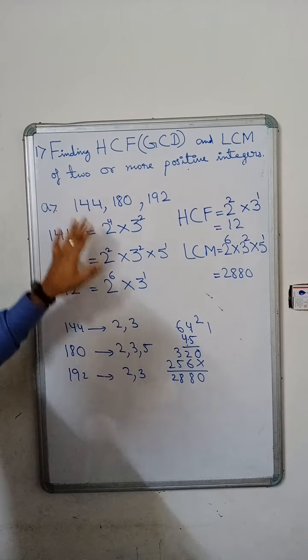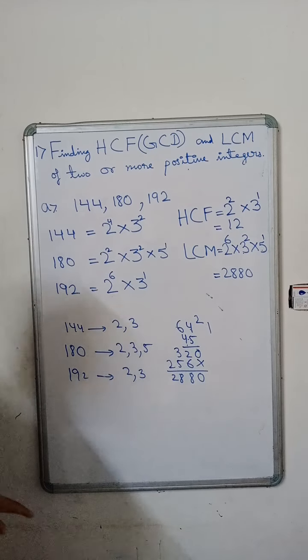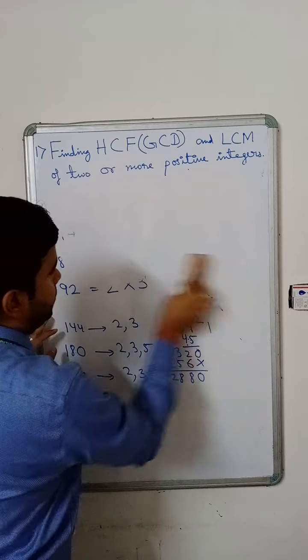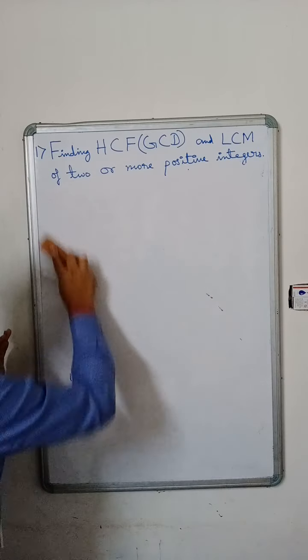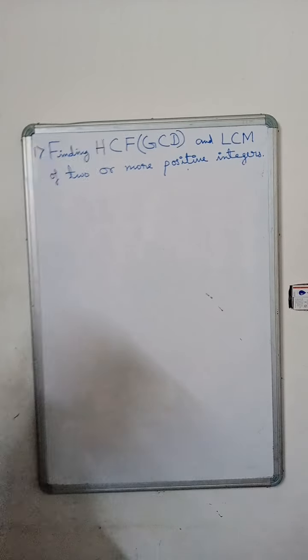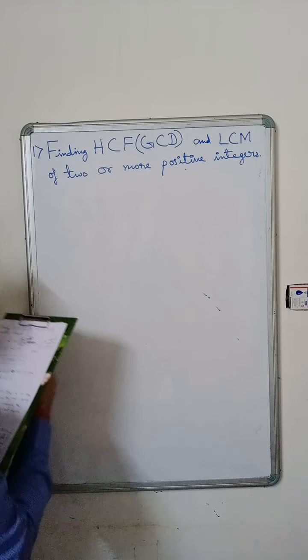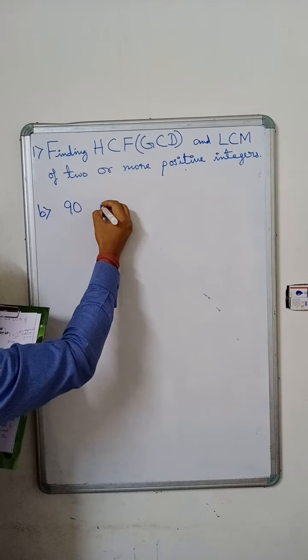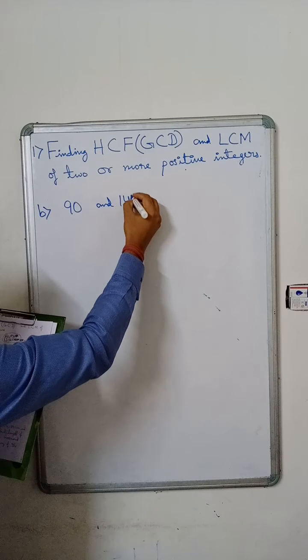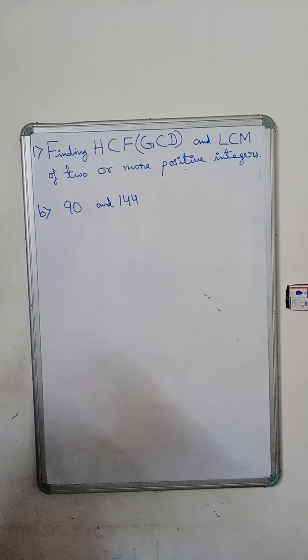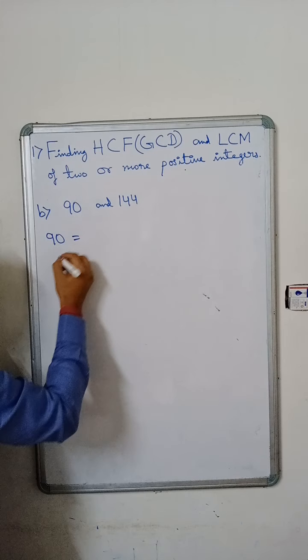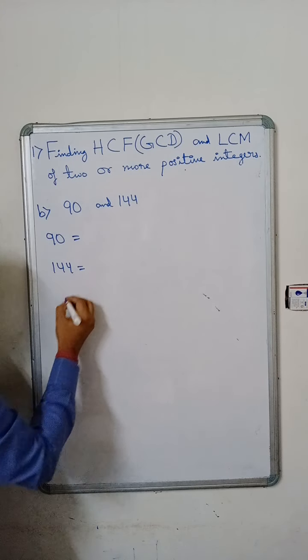Okay. So I'll take one more example, so that it is more clear to you all. Let me take the second example where I will be using two numbers, that is 90 and 144. Now let us factorize 90 and 144.